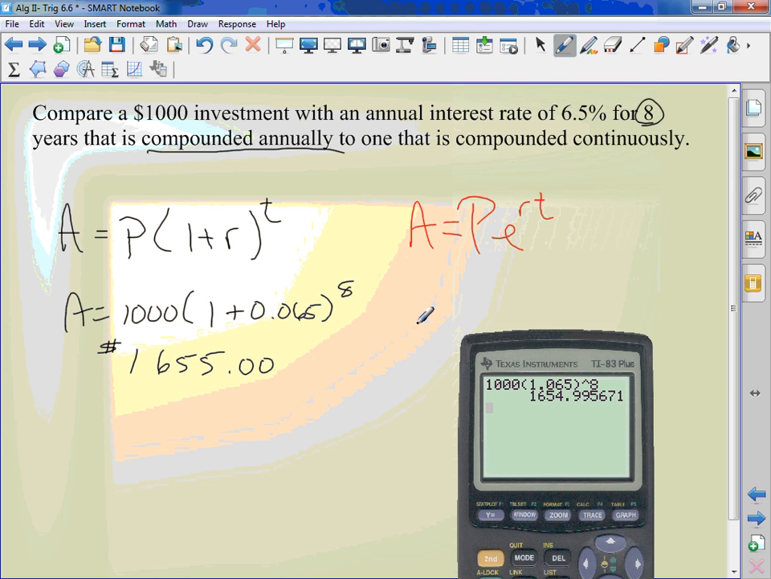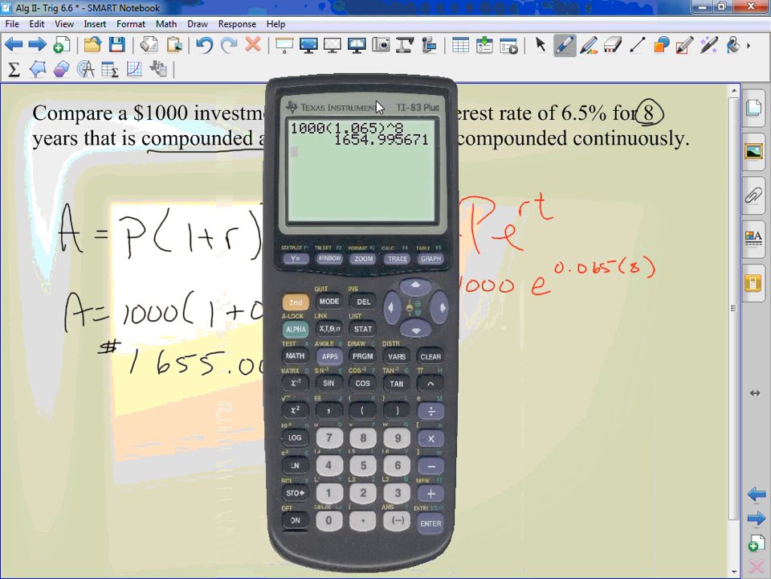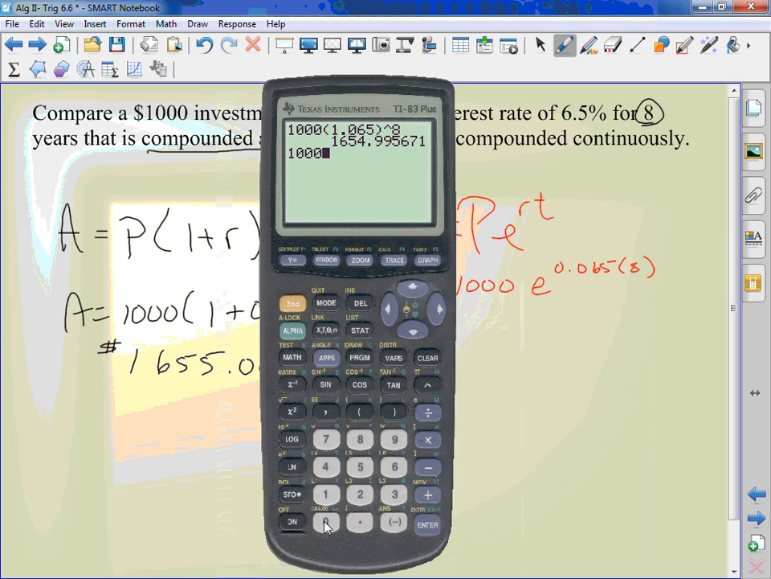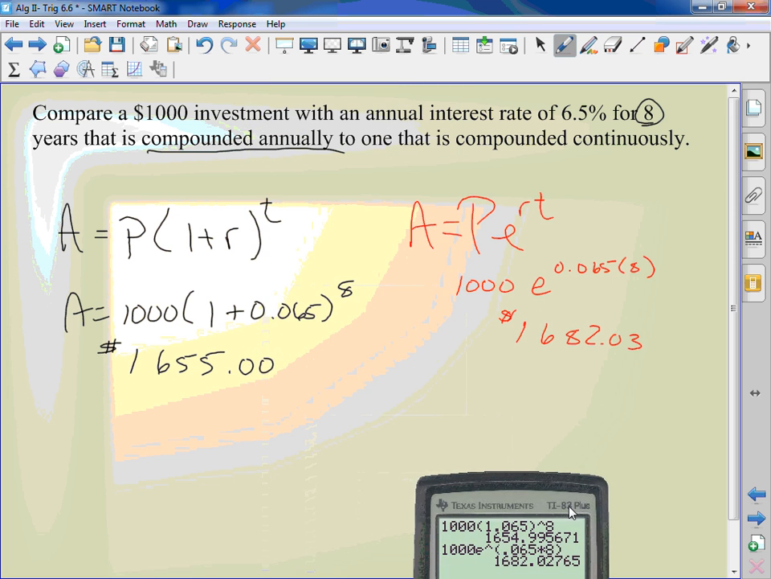The other way, we have 1,000 times e to the 0.065 times 8. In the calculator, 1,000 second ln, 0.065 times 8, close the parenthesis, enter. $1,682.03. I'm just moving the calculator.